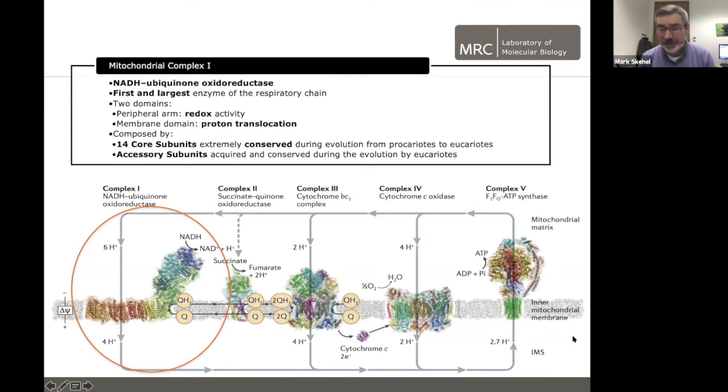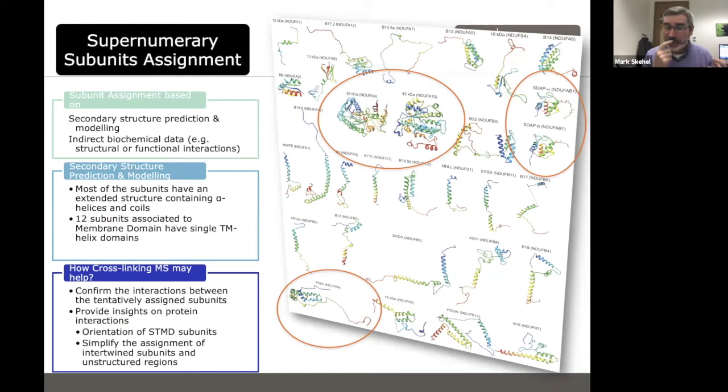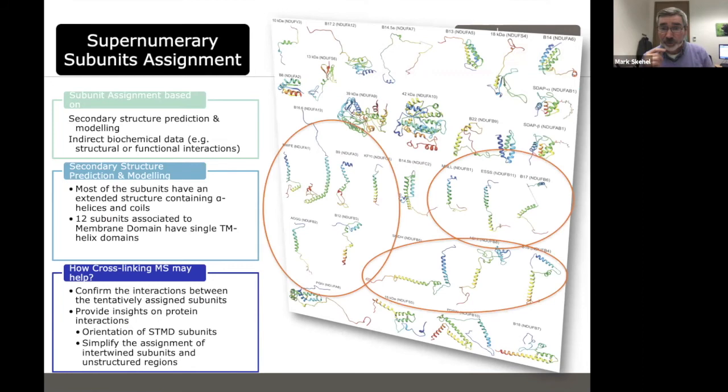But what you have are core subunits, which are very conserved across species, bacteria, all the way through. And then you have some supernumerary subunits, which are not present in lower species. So what happened with the structure is that you need to assign these in the cryo-EM. Now, many of the subunits of complex one have regions of secondary structure, alpha helices and beta sheets, and unstructured regions, so you can potentially identify where they are in the structure. But a number of them, 12 of them, have a single transmembrane span, which can make them difficult to orientate either side of the membrane. And so with the chemical cross-linking, what we did was try and identify those.